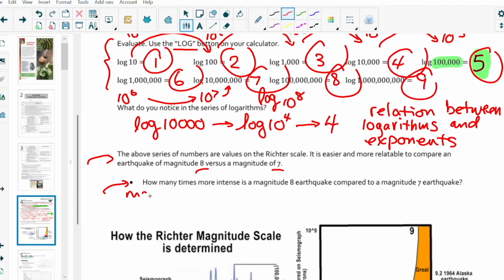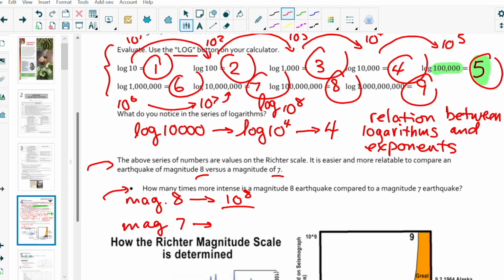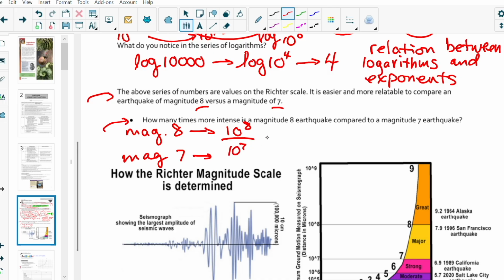For a magnitude 8, we know that's 10 to the 8th microns in magnitude, right? Magnitude 7, we know that's right here. That's 10 to the 7th. If I divide the two, I can find out how much more intense a magnitude 8 earthquake is than a magnitude 7 earthquake on the Richter scale, okay? So I'll just use properties of exponents. Our quotient law, same base. I can subtract the exponents.